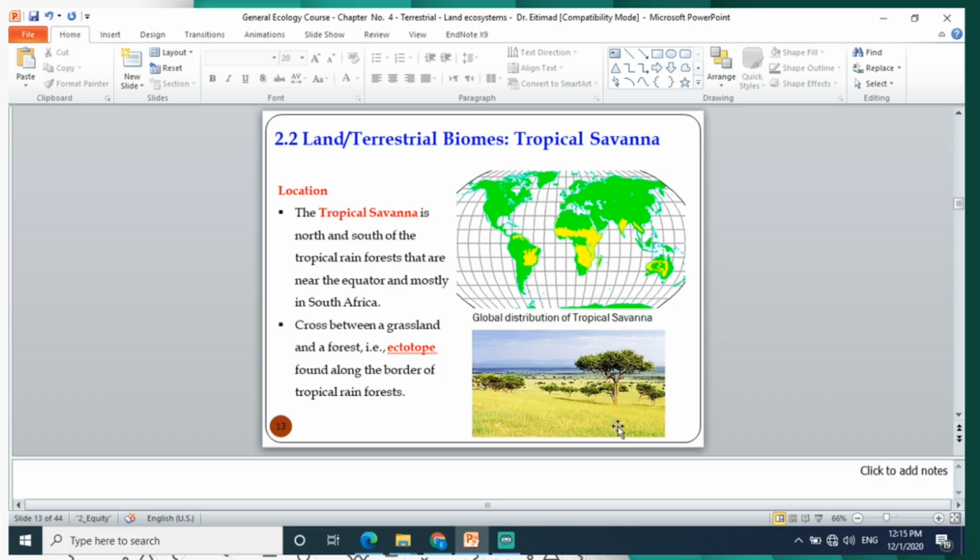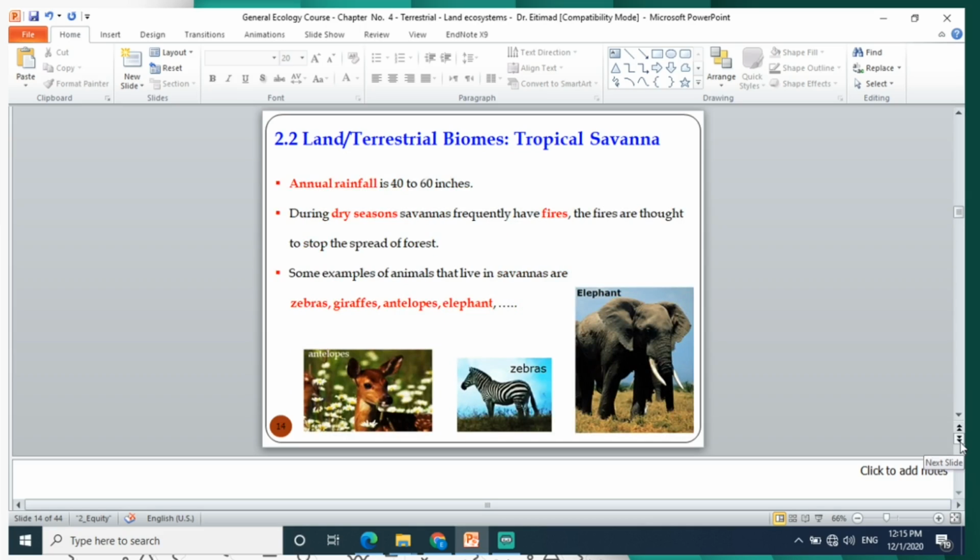An ecotone is found along the border of the tropical rainforest, because this is just like a transition from trees, from forest, to grassland. But tropical savanna is a mixture of grass and trees. The rainfall is less than in the tropical rainforest, from 40 to 60 inches per year, and it also has a dry season with fire.